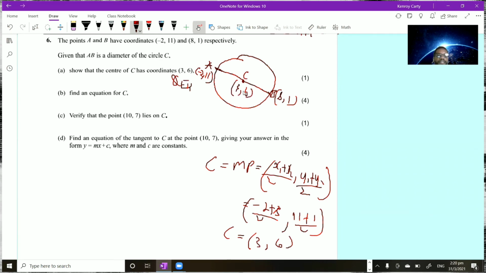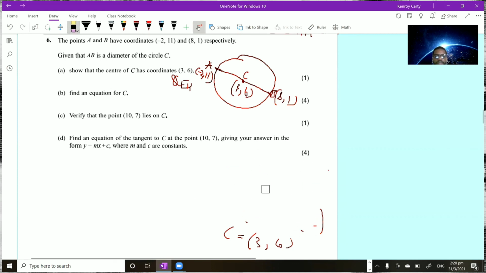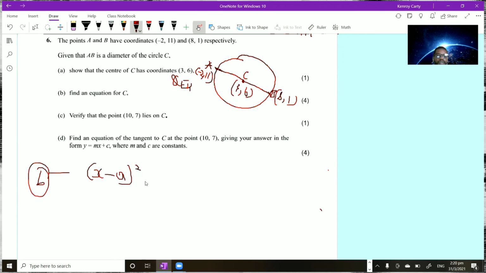Now it says find an equation for the circle. Okay, all right, let me just erase some of this so we can have some space. So we are at B, where it says find an equation for circle C. Okay, no problem. Remember that the standard form of the equation is x minus a all squared plus y minus b all squared is equal to r squared, where a and b is the center, which we know. So we have x minus 3 all squared plus y minus 6 all squared is equal to r squared.